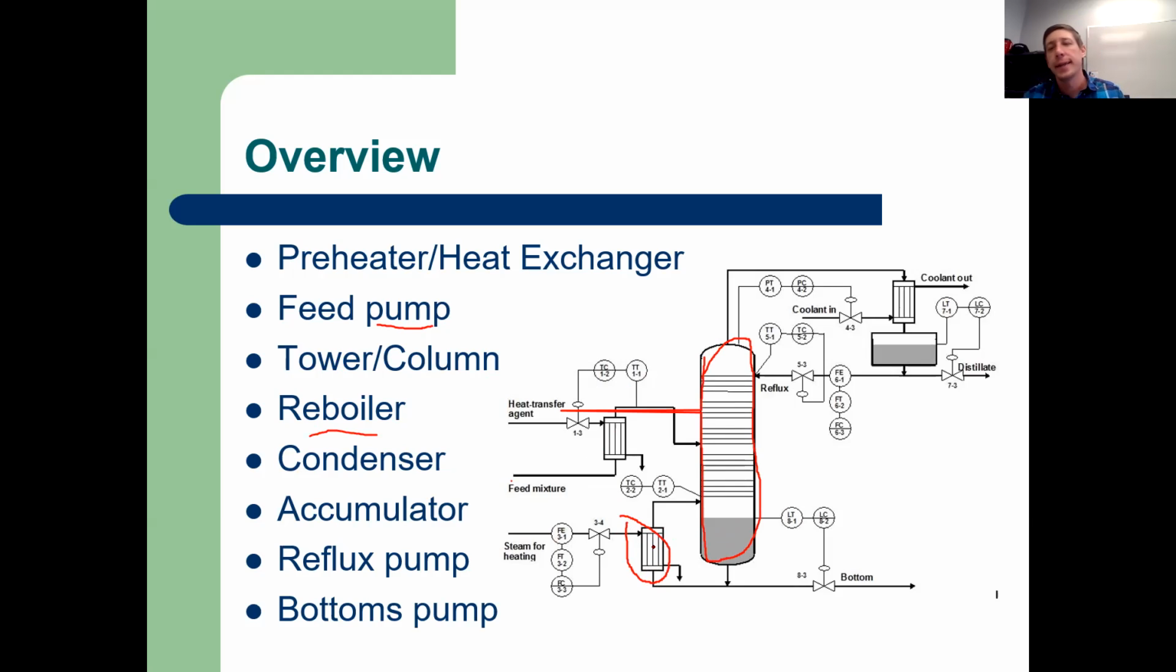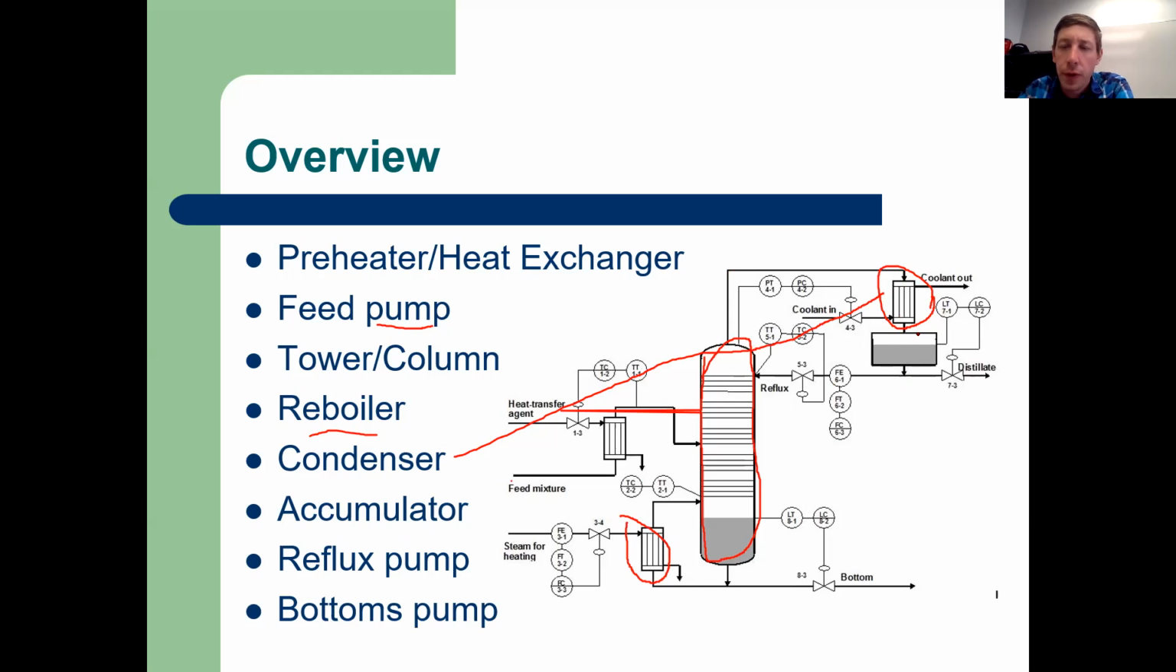Now, anytime we add heat in order to have good separation, we have to pull that heat back out at some point. And that's where this comes in right here. This is the condenser. The condenser is this heat exchanger right here. All the hot vapors that come off the top, eventually we have to condense and cool, and we condense it back down.